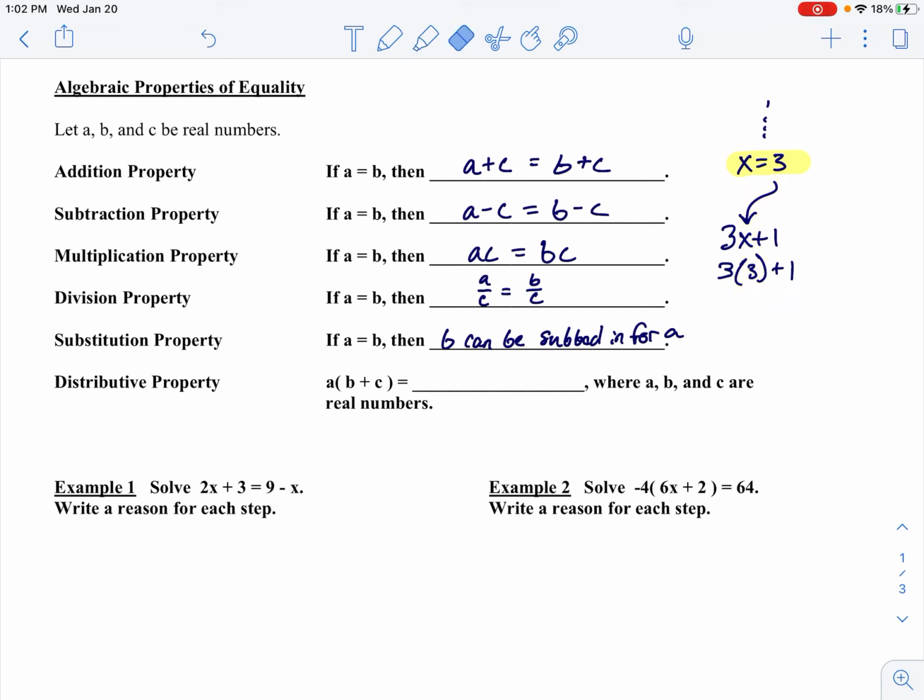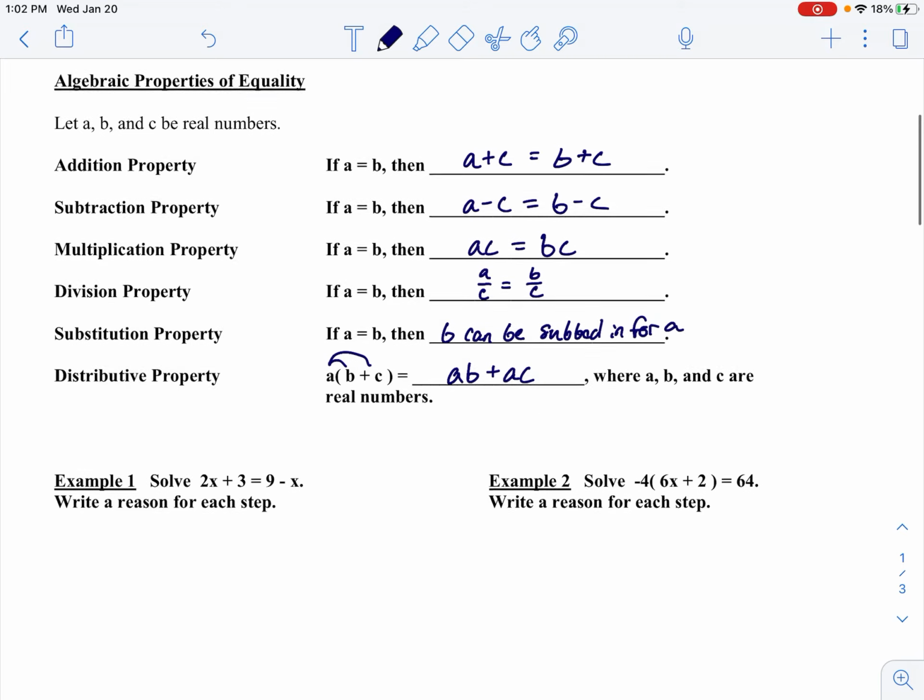So substitution property, something that we've used quite a bit already this year and in years prior. And the last one, distributive property, which we like to draw these little arcs or rainbows, whatever you want to say. And it says A times the quantity B plus C equals A times B plus A times C. Distributive property.